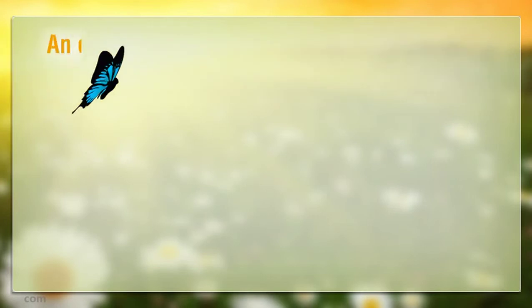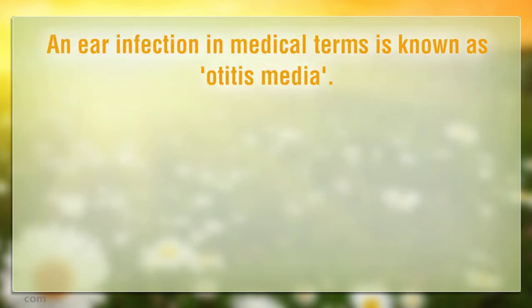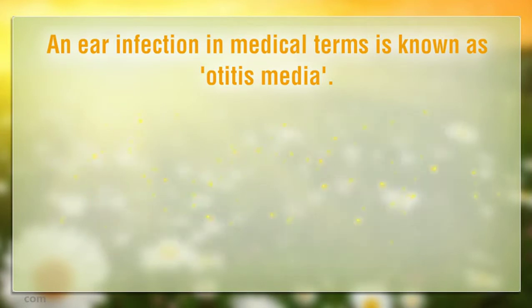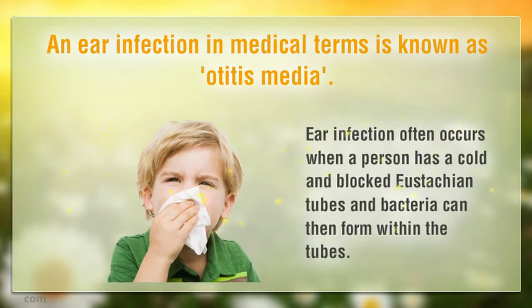An ear infection in medical terms is known as otitis media. An infection will occur directly behind the eardrum and is usually caused by bacteria which has come from an outside source. Ear infection often occurs when a person has a cold and blocked Eustachian tubes, and bacteria can then form within the tubes.